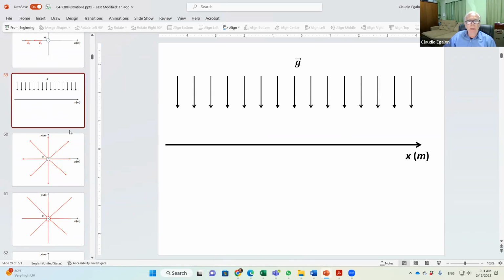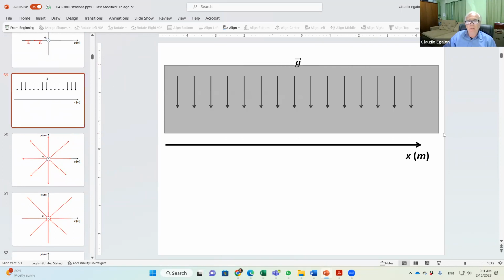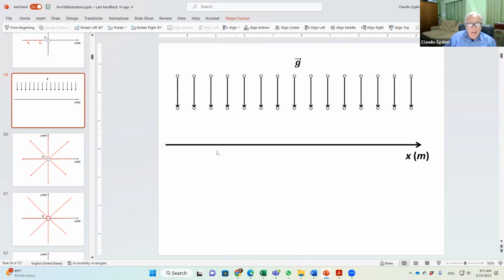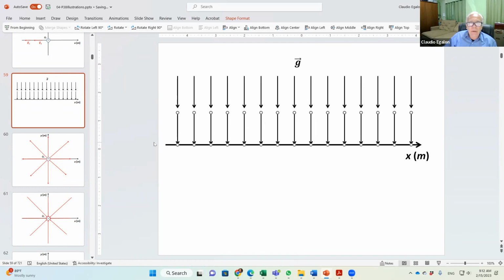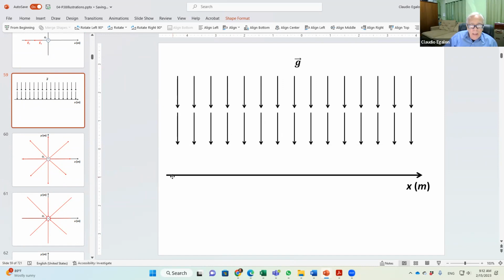If you want to illustrate a uniform gravitational field, all you have to do is to illustrate something like that, in which you have arrows pointing in the same direction and with the same length everywhere. What we are saying here is that at this point in space, the acceleration of gravity, or the gravitational field, is 10 meters per second squared. At this point as well, and so on.